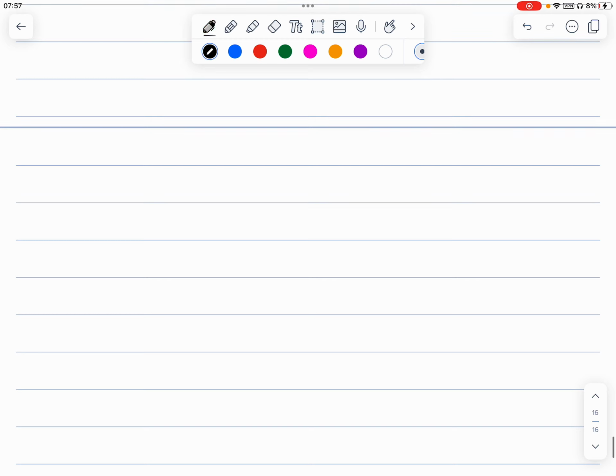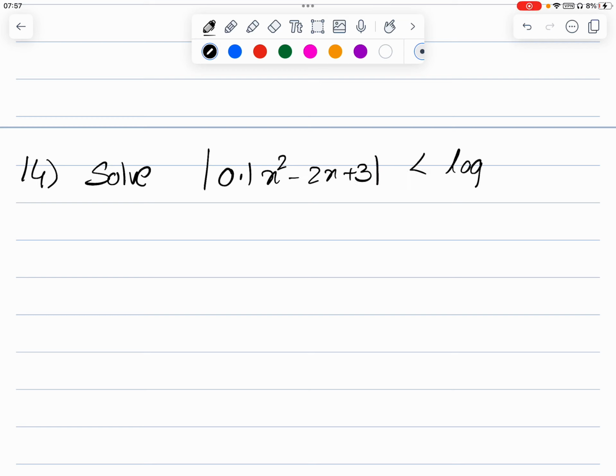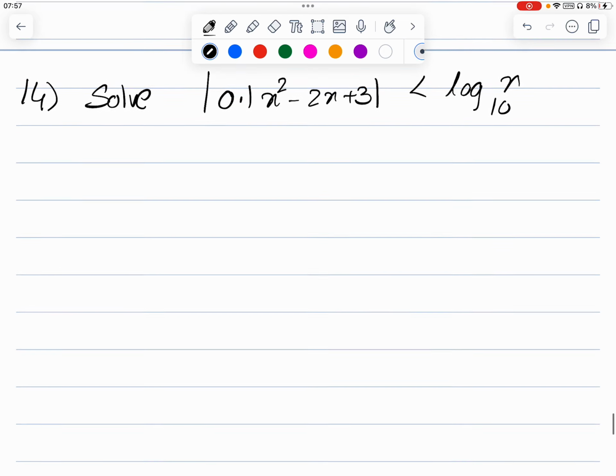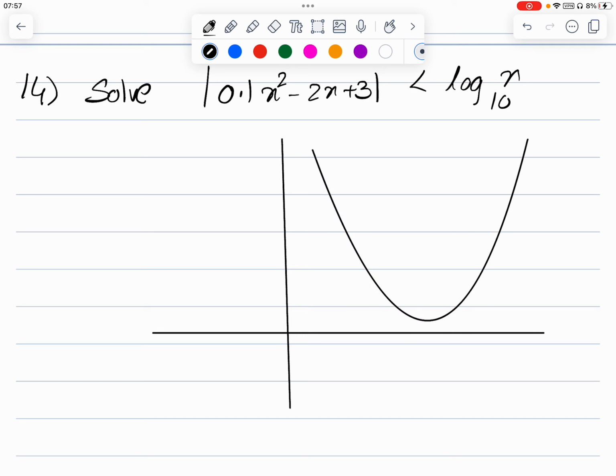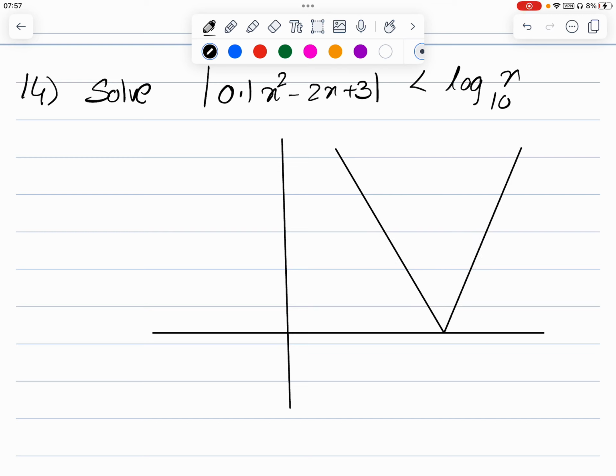Question number 14. Solve for the values of x: the absolute value of 0.1 x square minus 2x plus 3 is less than log of x to the base 10. For this also, I'm going to draw the graph. I'm using the GDC for this kind of questions. When you draw the left hand side curve, you'll get a V-shaped curve because it's an absolute value. Then log of x to the base 10 is going to be a curve in this way.